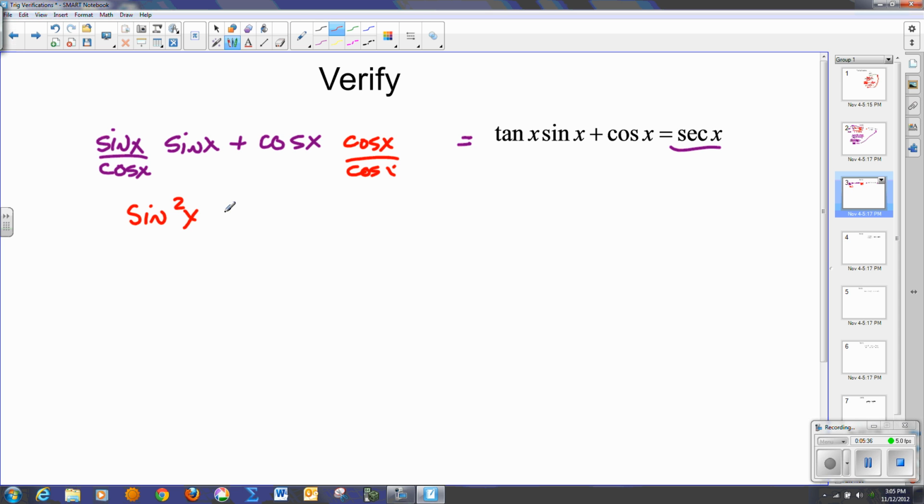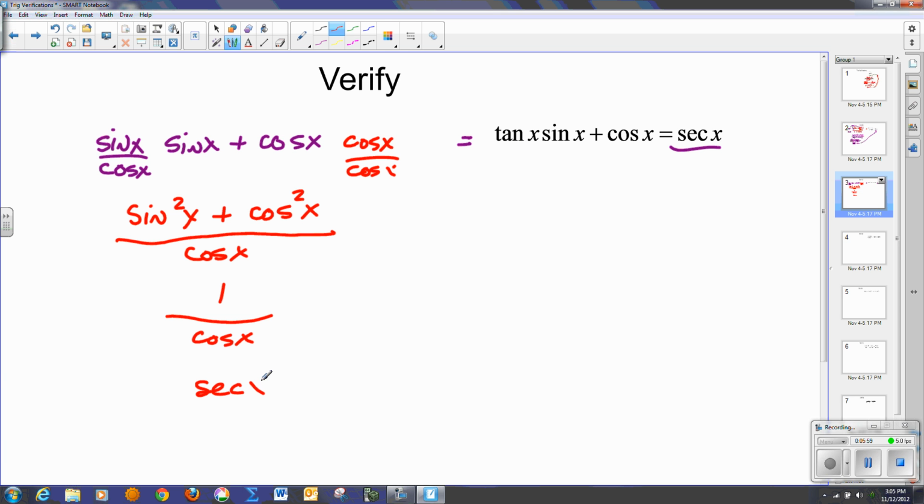I get sine squared of x plus cosine squared of x over cosine of x. There was my common denominator. Hey, look at the top. I've got a Pythagorean identity, sine squared plus cosine squared. That's equivalent to 1 over cosine of x. And 1 over cosine of x is equal to the secant of x. And once again, that's where I wanted to get to.